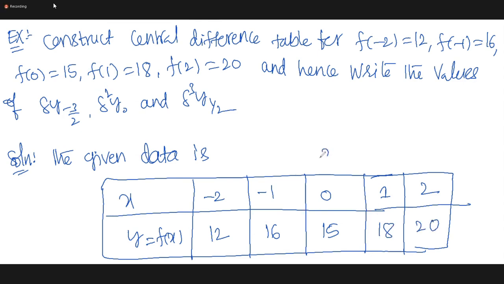So let this be x naught. This is x1. This is x2. And obviously this is x minus 1. This is x minus 2. And this is y naught. This is y1. This is y2. So this is y minus 1. This is y minus 2. Construct central difference table.